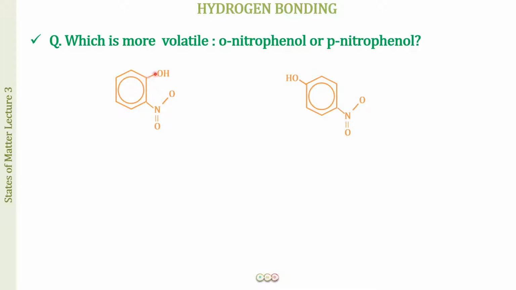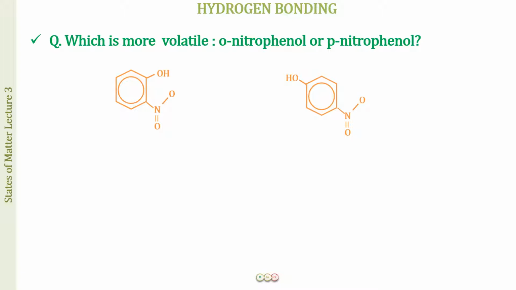Here we have an OH group, and adjacent to this OH group is an NO2 group which is present. And in this molecule, this is the OH group, and exactly opposite to this we have a nitro group. Now what you have to tell is which is more volatile, orthonitrophenol or paranitrophenol. Just have a thought about it, and then I'll let you know the answer.